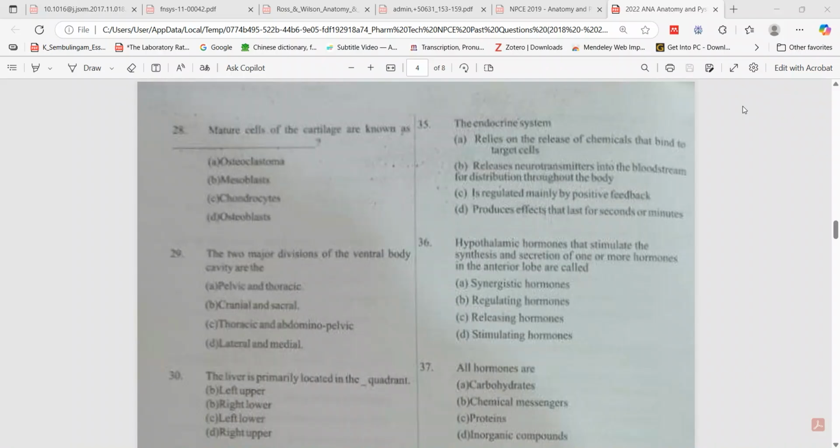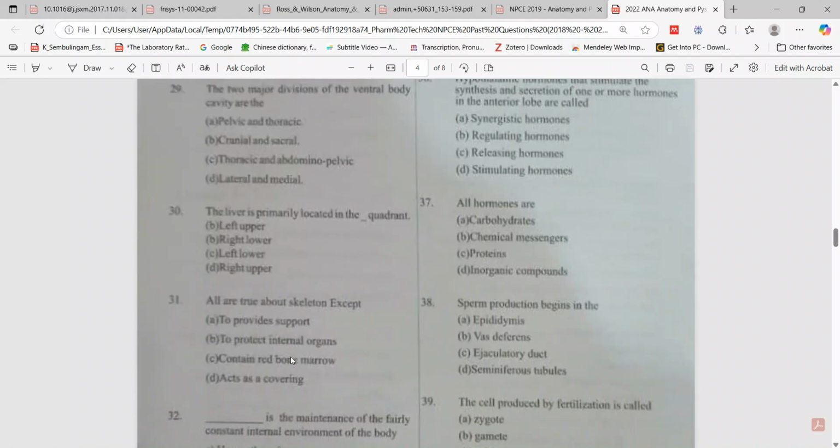So 35 will be A. They release chemicals that bind to target cells, but the chemicals are not neurotransmitters. Neurons release neurotransmitters. Okay, so 36. Hypothalamic hormones that stimulate synthesis and secretion of one or more hormones in the anterior lobe are called releasing hormones. Releasing hormones.